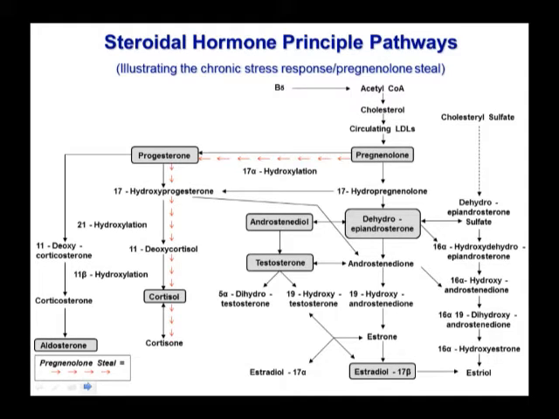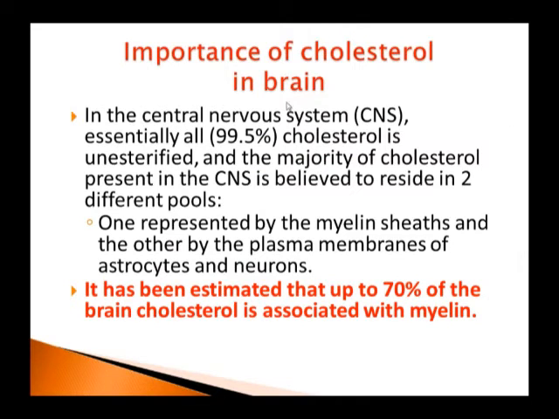Now, we know that cholesterol makes up a percentage of the cell membranes. As I mentioned before, it's important for the pliability. It is making up the bulk of the myelin. Matter of fact, the myelin sheath, which is that protective envelope, if you will, around our nerve cells, that myelin is what helps the speed of electrical conductivity within the nervous system. And about 70% of the cholesterol in the brain is associated with myelin.